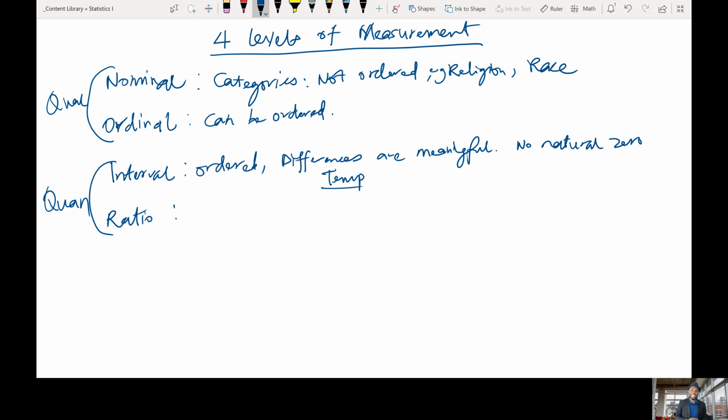Now, ratio is just like an interval, but with a natural zero. An example I would use, what a lot of people are looking for right now, is money. Let's talk about money. Well, chase your dreams, don't chase money. Now, for money, if I say I have $0, it means I have nothing. I don't have any money. So that's a natural zero. Okay. Now, if I have $1, I have something. If I have $0, I have no money. So that's really the difference between an interval and a ratio.